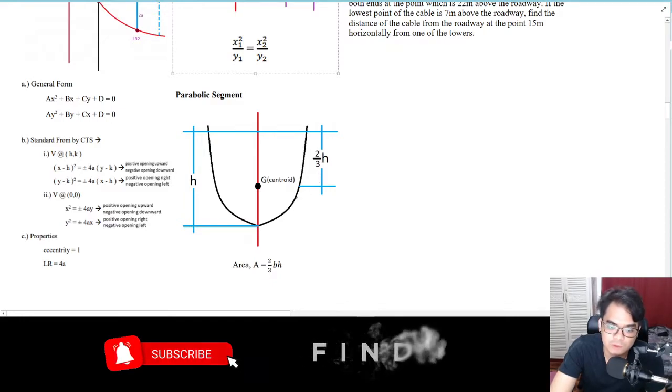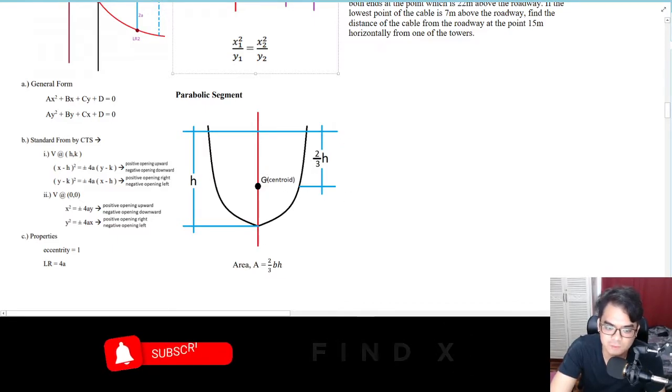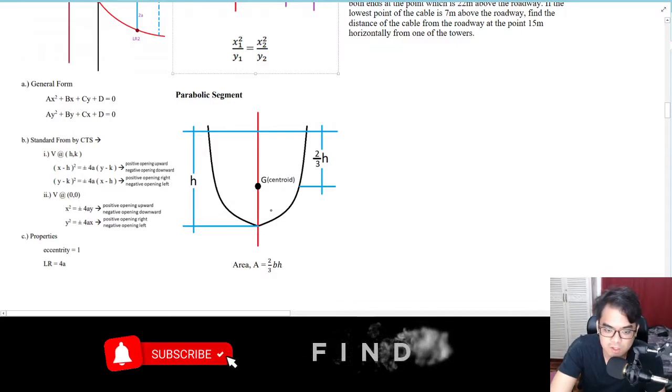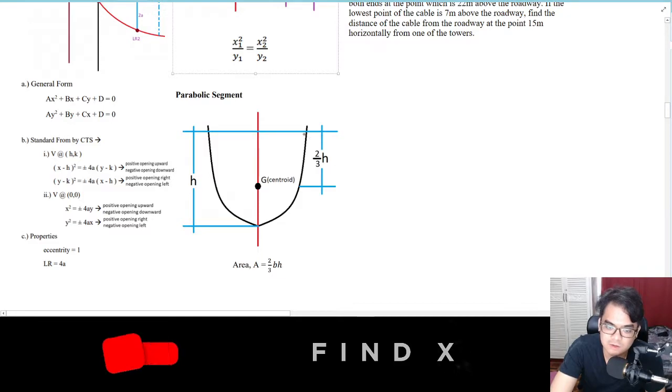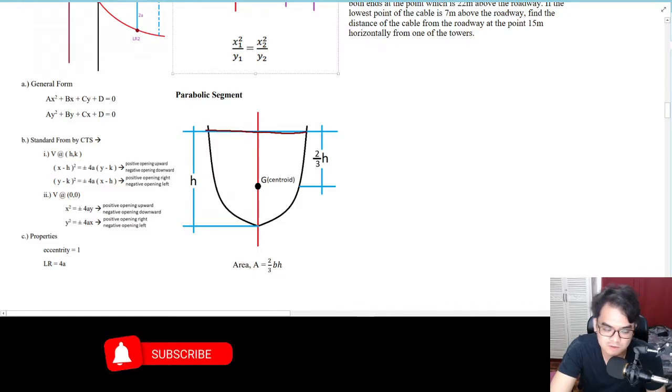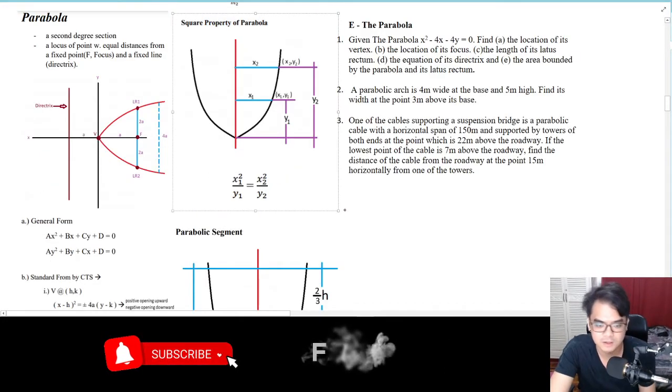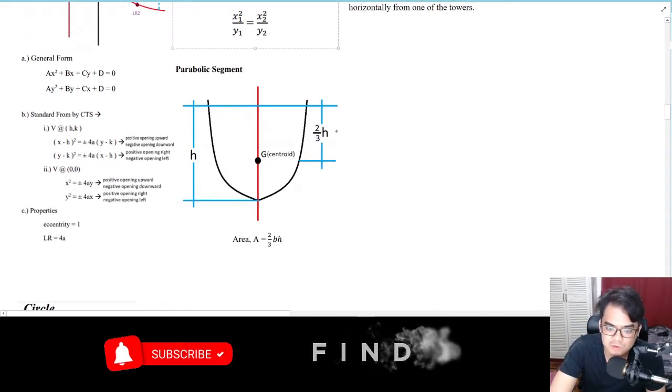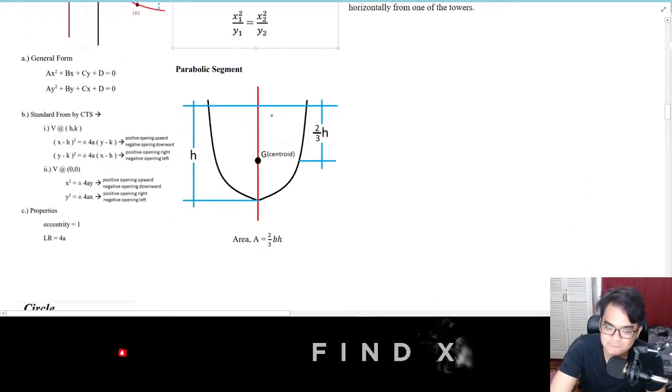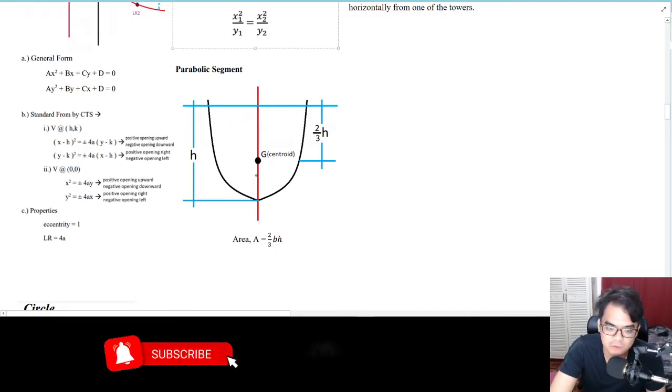If you want to find the centroid of the parabolic segment, it is 2/3 away from the vertex... sorry, from the base, so that is 1/3 from the vertex, and 2/3 from the base, considering that this is the base of the parabola. So that's 2/3 times the height from the base, and 1/3 from the vertex.